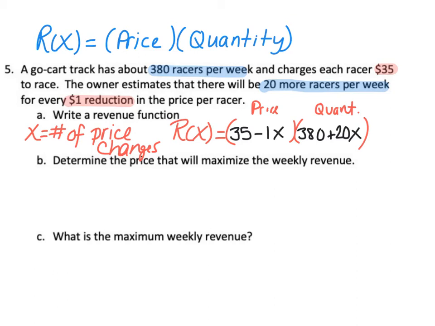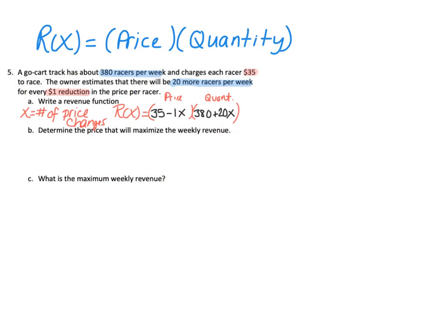What I want you to do now, though, is change this to standard form. So you're going to need to do some distributing to get that done. I zoomed in here to give myself a little more space. What I need to do is distribute the 35 to the two things in the second set of parentheses. So to change it to standard form, this is going to be 35 times 380, and that is 13,300. And 35 times 20x would be plus 700x.